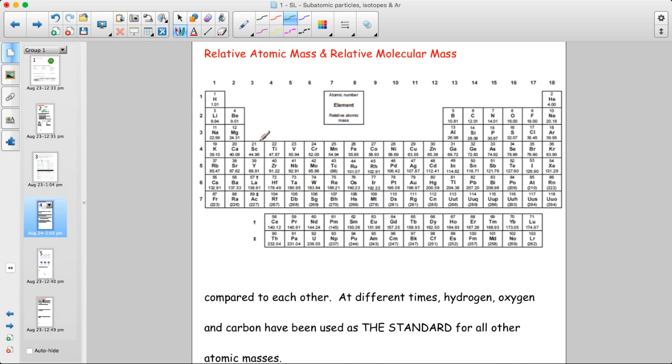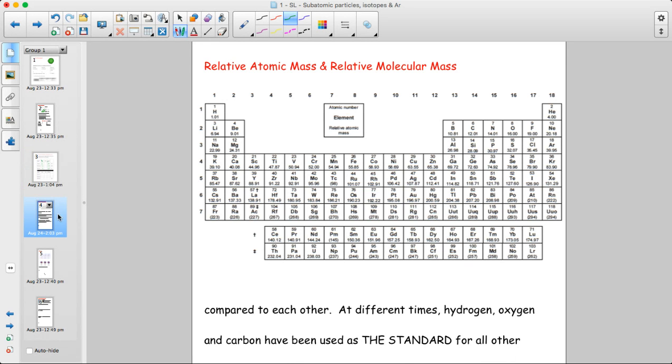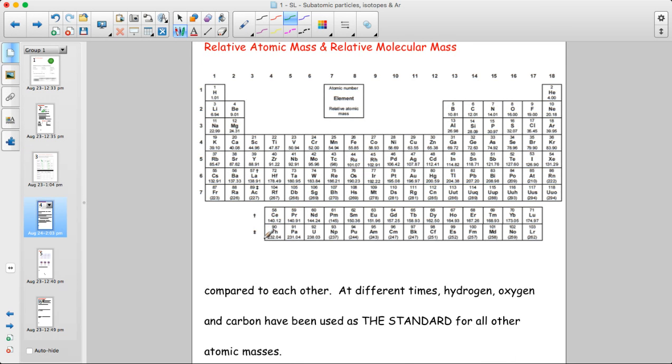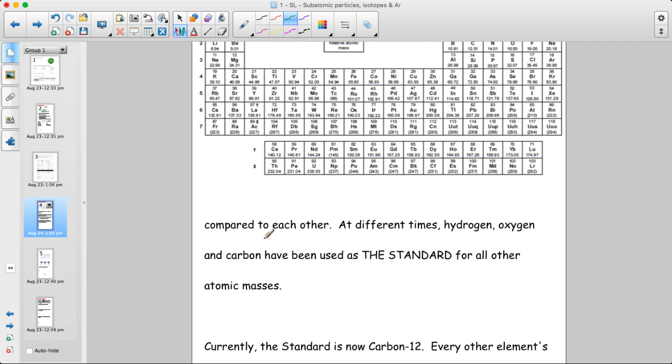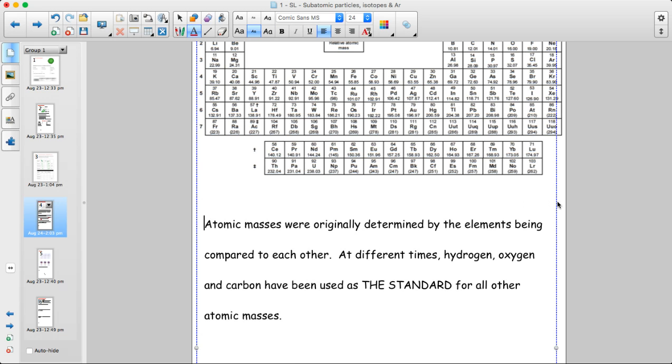Okay, on the periodic table, the mass number is not listed. So the only time when you're going to do a question on number of neutrons is when the mass number is given to you, as it is in these examples, this number at the top left. On the periodic table, the relative atomic mass is listed. And we already talked about why things are called relative atomic masses. It's because the mass is compared to each other.